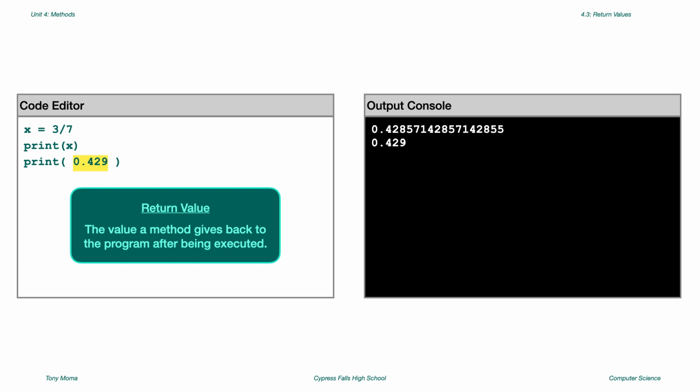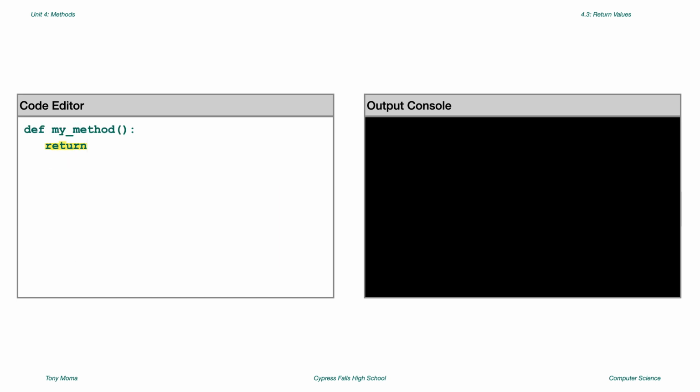In Python, when you're defining a method and you want that method to return a value, you will need to use the return keyword. For example, here we define a method named my_method, and all it does is simply return the value 10. Henceforth, anytime this method gets executed in the program, the Python interpreter will replace it with the value 10. For example, if I declare a variable and set it equal to my_method, then that variable will get set equal to 10. Hence, when we print that variable out, 10 gets printed out.